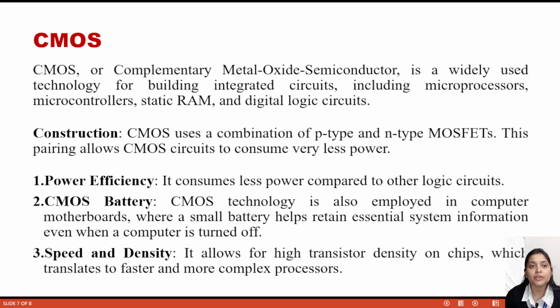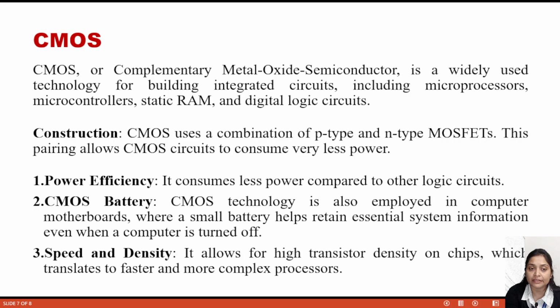Then coming to the next part, this is CMOS. CMOS is complementary metal oxide semiconductor, a widely used technology for building integrated circuits including microprocessors, microcontrollers, static RAM and digital logic circuits. So what is the construction of CMOS? CMOS is the combination of P-type and N-type MOSFETs, and this pairing allows CMOS circuits to consume very little power. So it is very useful to construct any circuit.